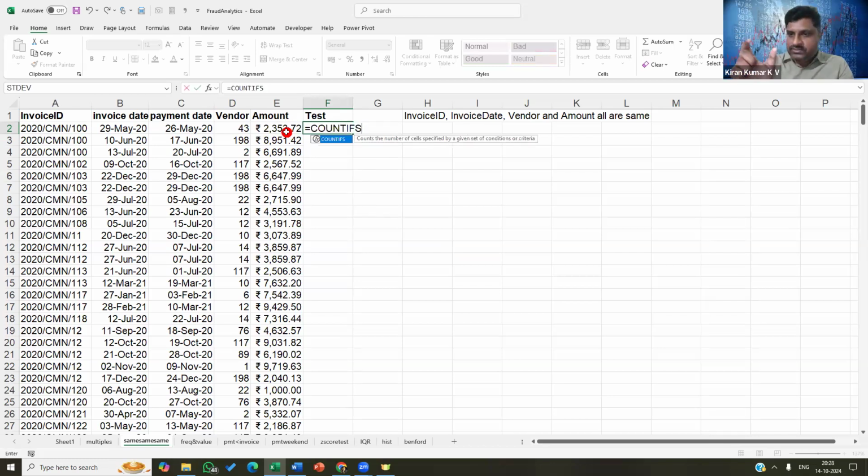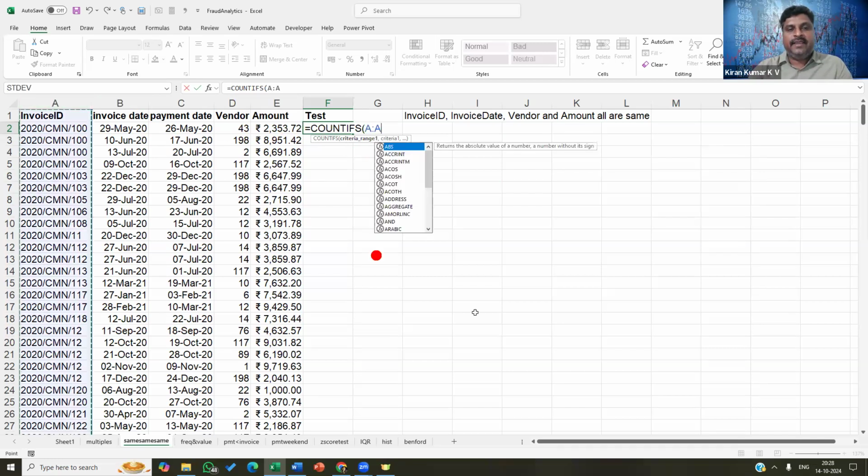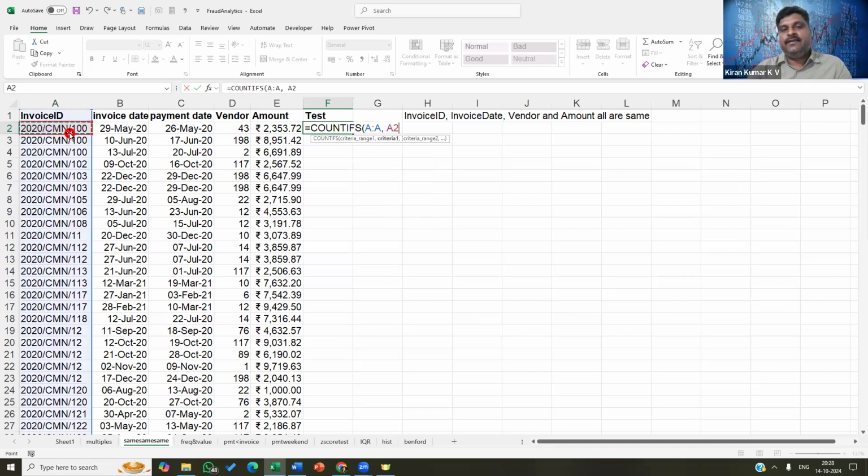Remember, the COUNTIF function counts based on one condition. COUNTIFS, with an S, counts the number of appearances of a certain thing based on multiple criteria. So what is my first criteria? It's asking for the criteria range. My first criteria is column A. In column A, I want you to search for this invoice ID. So what does this give me? This will give me how many times this invoice ID appears. Correct? You see it's appearing three, four times here, which is no problem, but the dates are different. So they are not fake invoices.